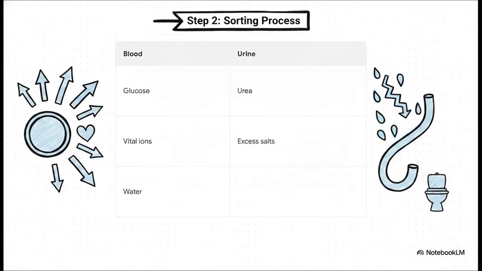During this sorting phase, essential substances like glucose, vital ions, and water are reabsorbed back into the blood. The body absolutely needs to save these. Meanwhile, the waste products, things like urea and excess salts, just continue their journey through the tubules to ultimately be excreted as urine. It is just a brilliantly efficient reclamation system.